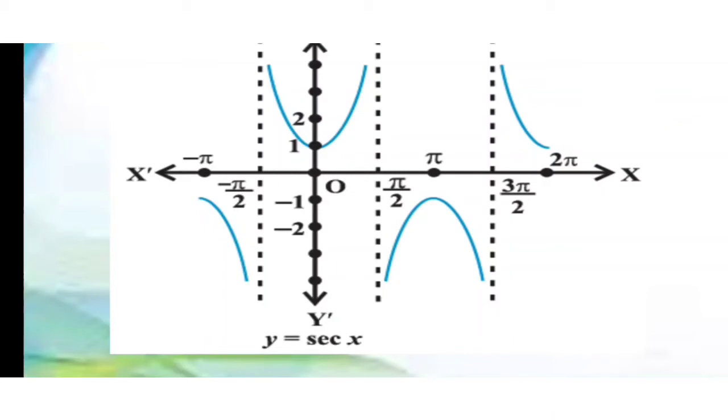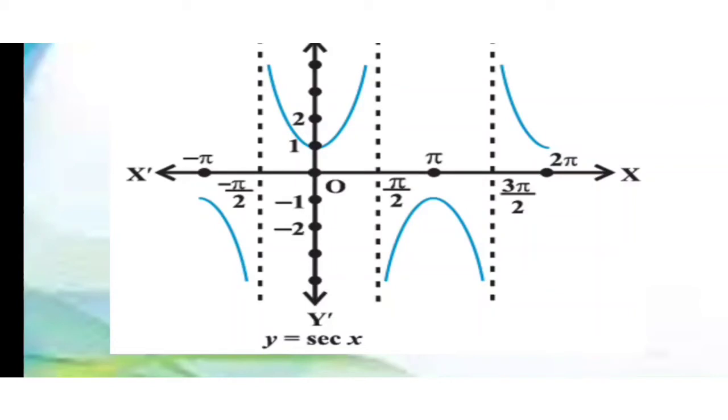So sec x, the domain of sec x is the set of all real numbers except 2n plus 1 into pi by 2, because sec x is 1 upon cos x, and cos x becomes 0 when we have the input as an odd multiple of pi by 2, that is 2n plus 1 into pi by 2. So it gives you 0, and 1 upon 0 is always infinity. So the sec function is not defined at those points.